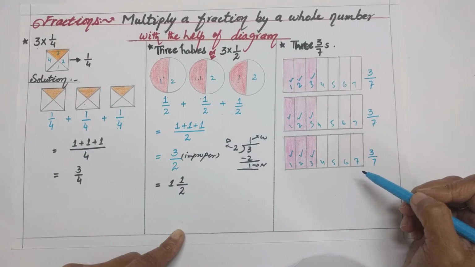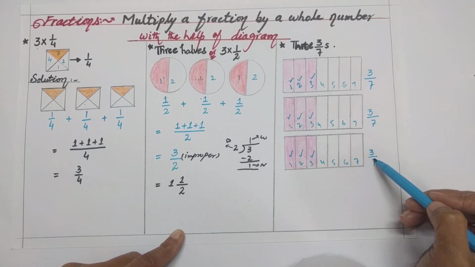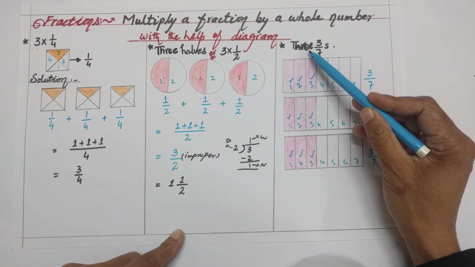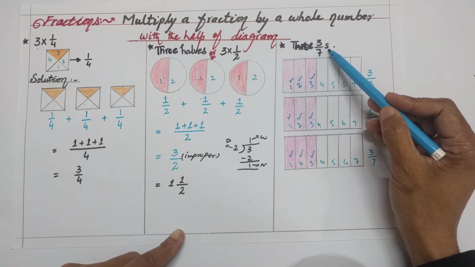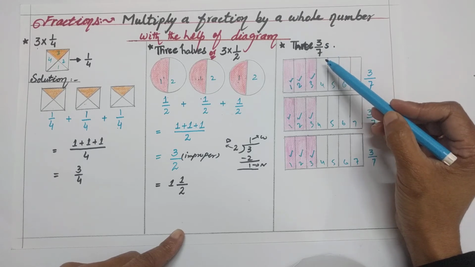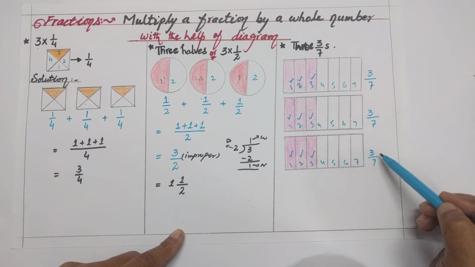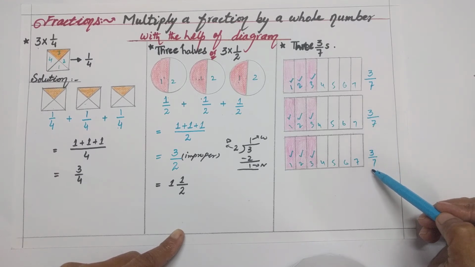So according to the diagram, we have the fraction 3 by 7, 3 by 7 and 3 by 7. Why? Because our question is 3 by 7s. 3 by 7s means 3 times 3 by 7: 1 time 3 by 7, 2 times 3 by 7 and the third time 3 by 7.